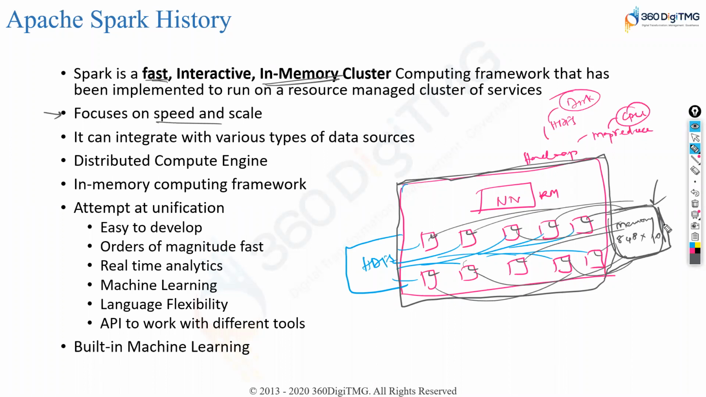And it is not going to give any different experience for the end user. The end user still imagines that he's working on one single computer, right? And it is very easy to develop. How? I'll talk about it. It basically focuses on speed. It will also allow us to do real-time processing, machine learning, which is always an iterative process, and language flexibility, right? Hadoop gives language, Spark gives language flexibility.